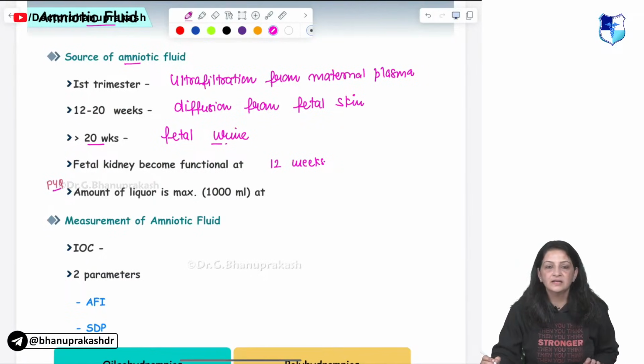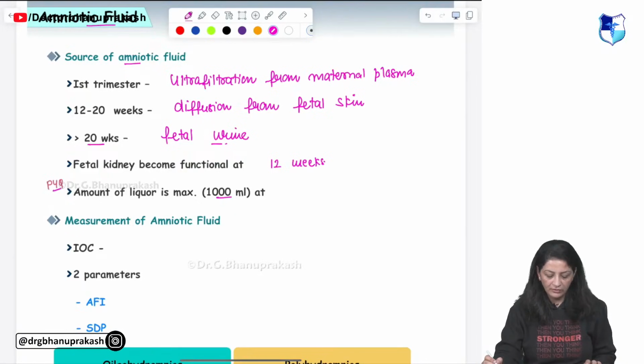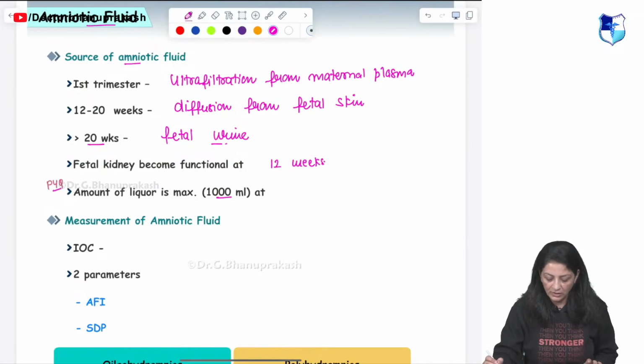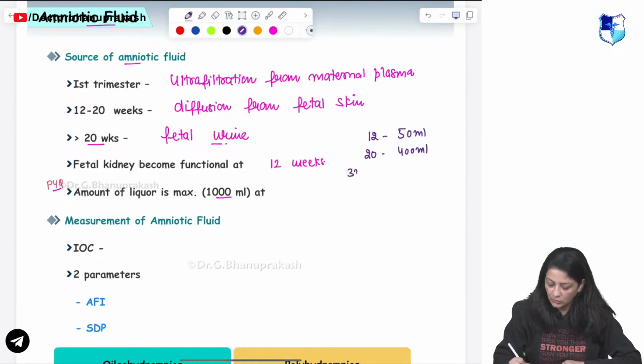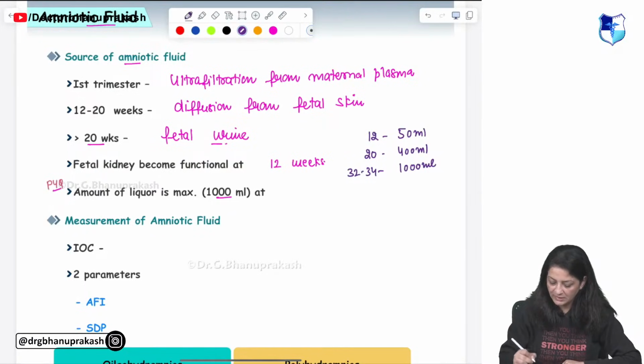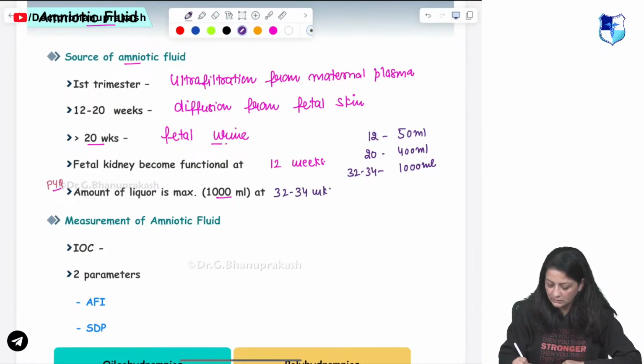Amount of liquor, maximum amniotic fluid, is 1000 ml at. At 12 weeks of pregnancy, the amniotic fluid amount is around 50 ml. At 20 weeks, 400 ml. At 32 to 34 weeks, 1000 ml. So maximum at around 32 to 34 weeks.